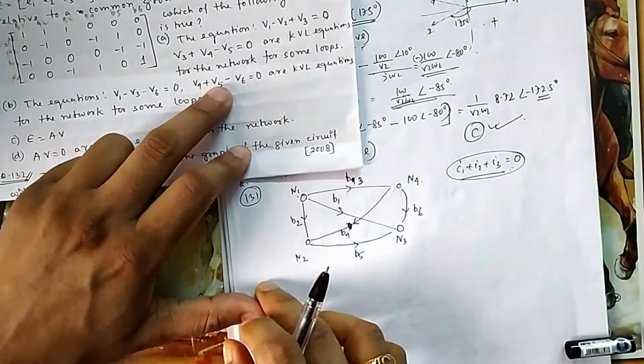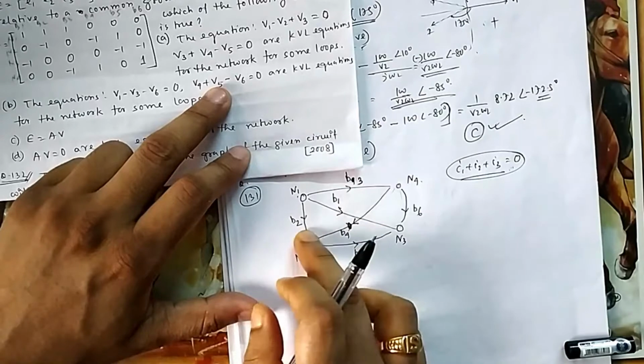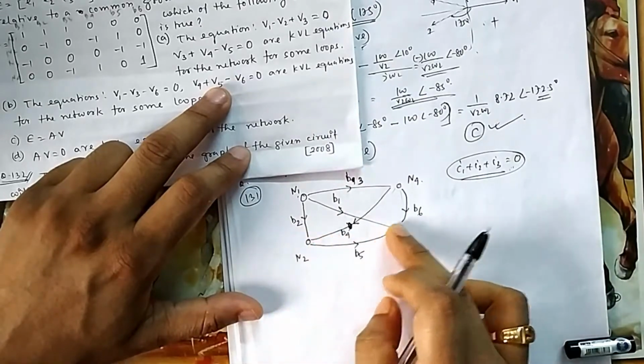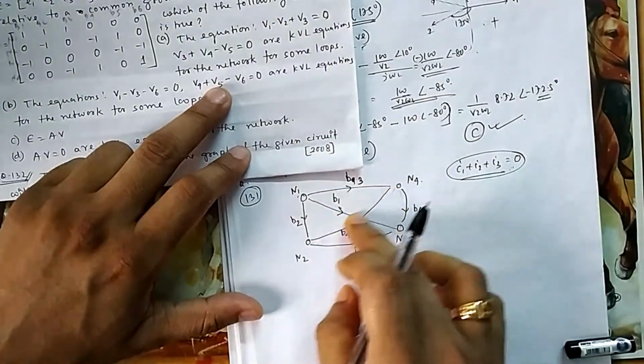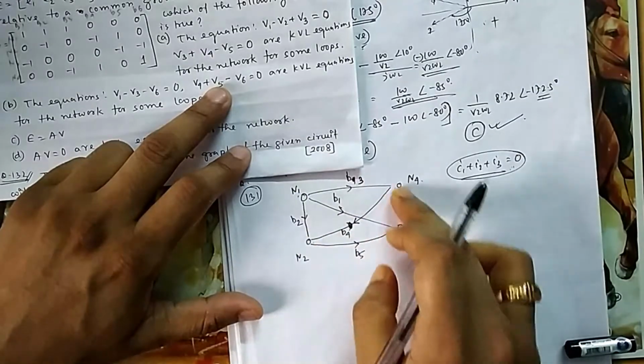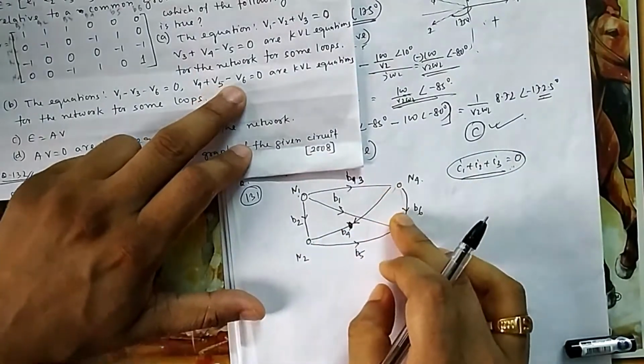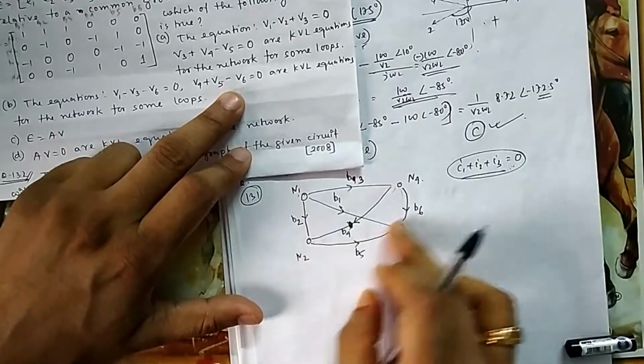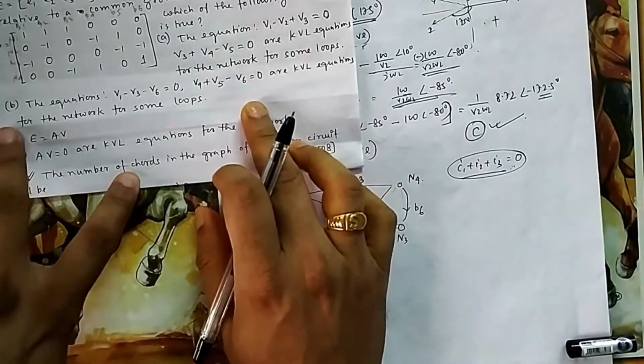Similarly V4, V5, V6. V4 okay positive, V5 okay positive. This is a closed loop, so it can be formed, but this is positive and this should be against my flow, that is minus V6 equal to 0. So these two are KVL equations. So this is correct. Option B is correct.